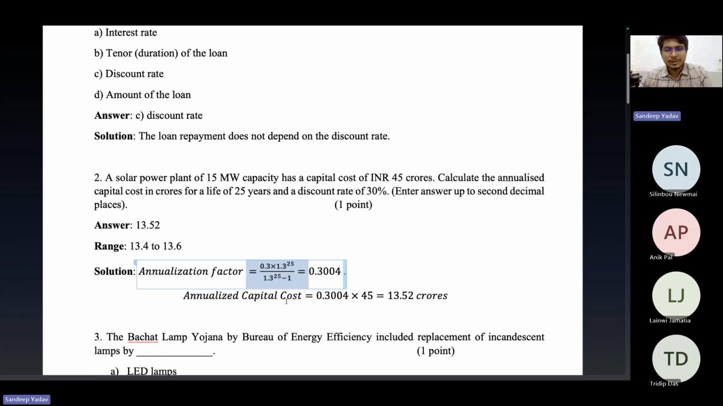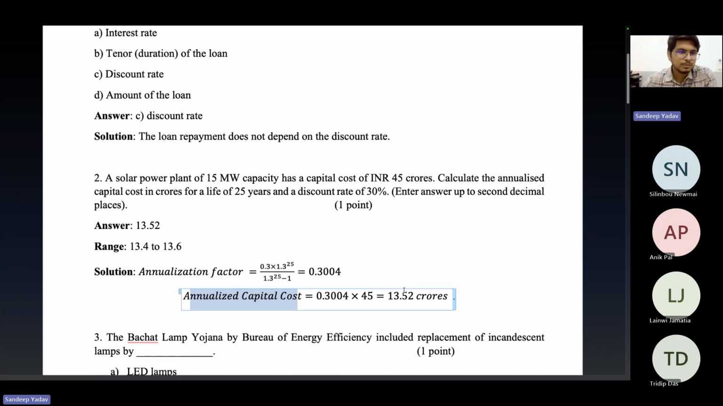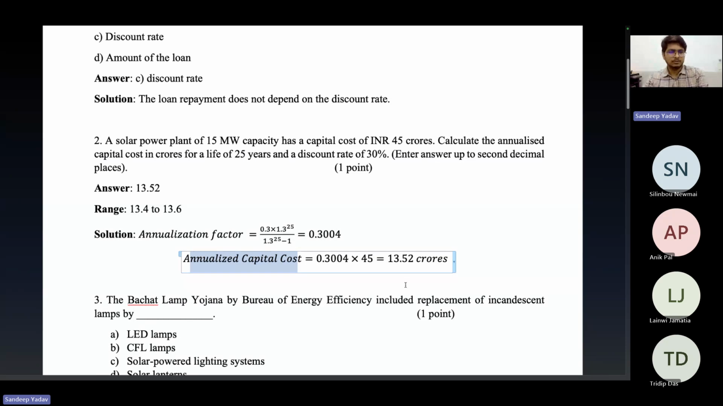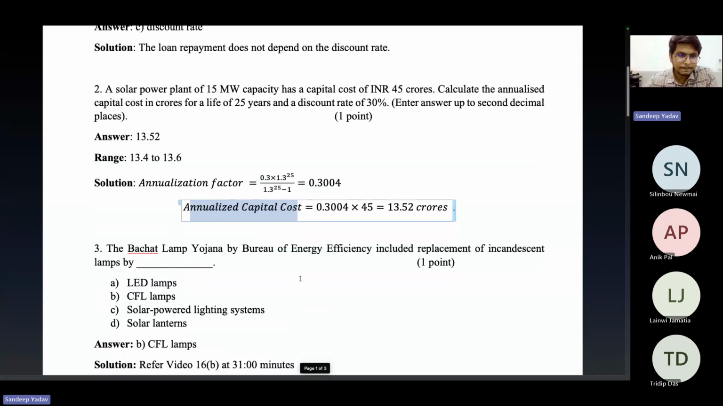When we solve this equation, we get the annualization factor as 0.3004. For calculating the annualized capital cost, we just need to multiply the annualization factor by the initial capital cost. So that is 45 into 0.3004, which comes out to be 13.52 crores. So that will be the answer. I hope this is clear to everyone. If not, you can ask.